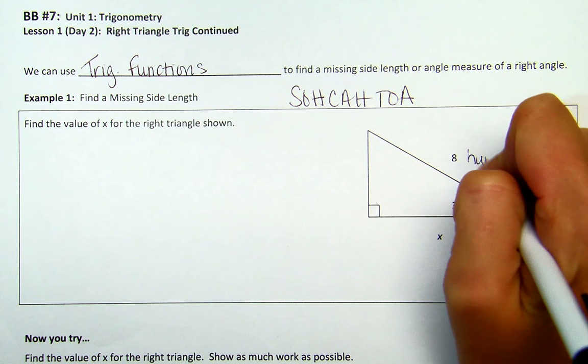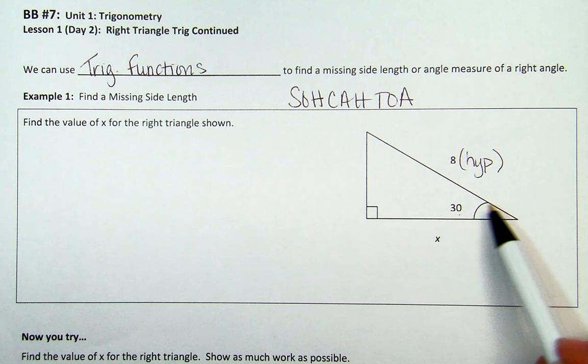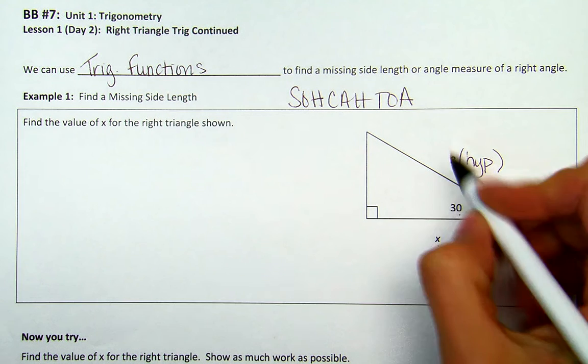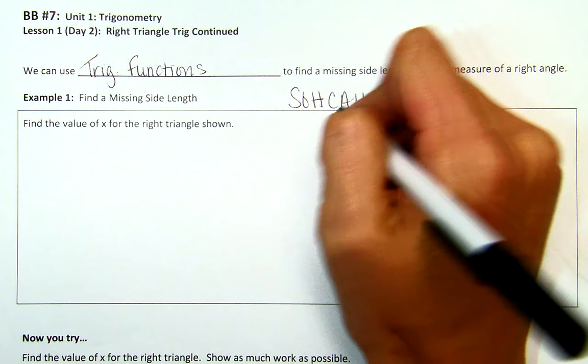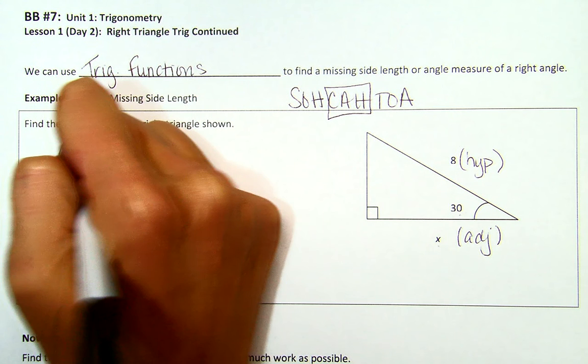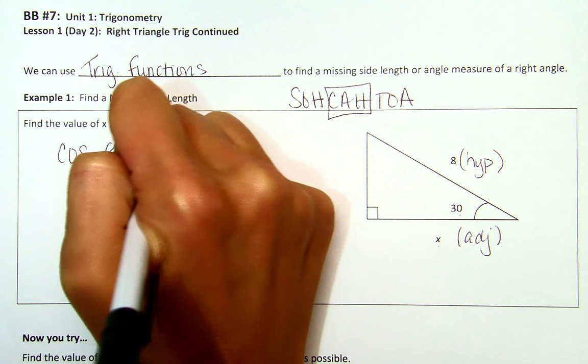The 8, in relationship to this interior angle, I know is my hypotenuse, so I'm going to label it as my hypotenuse. I also know that my x side, in relationship to my 30-degree angle that's labeled on the inside, is my adjacent side length. So if these are the only pieces of information that I have given to me in this right triangle, I have my adjacent and my hypotenuse. I know that right off the bat cosine is going to be the trig function that I will be using. So in this case, I'm going to set this up as cosine of my angle, which is theta, is equal to my adjacent side over my hypotenuse.